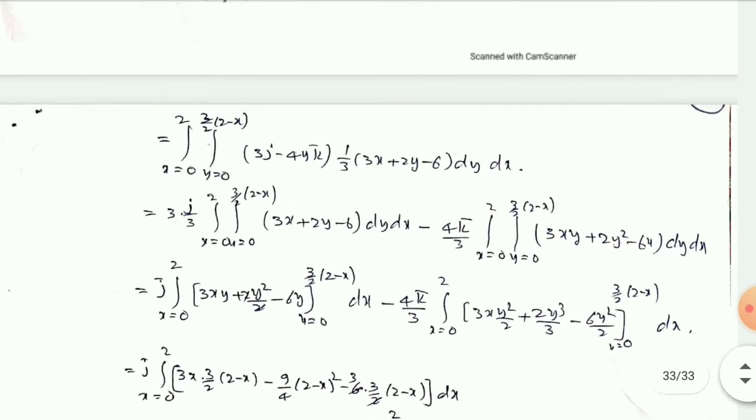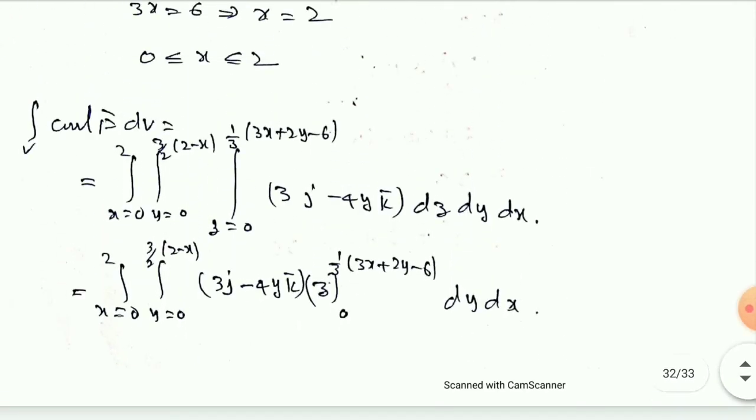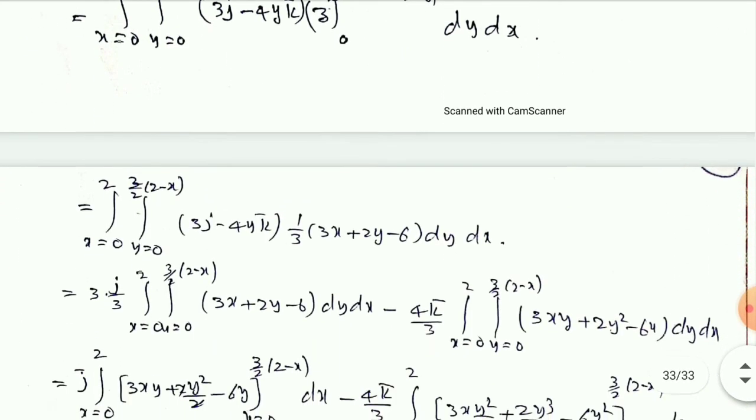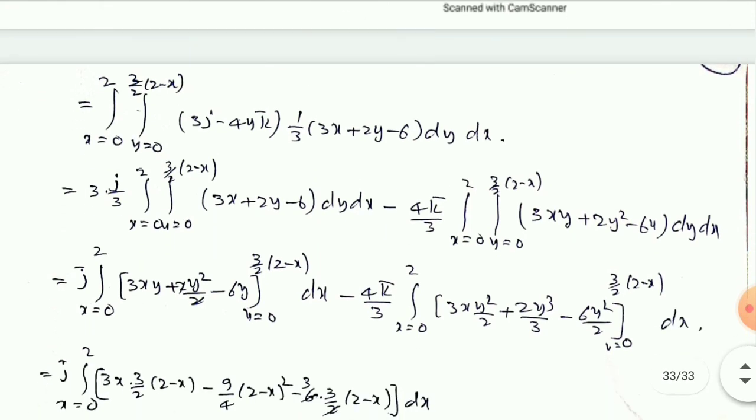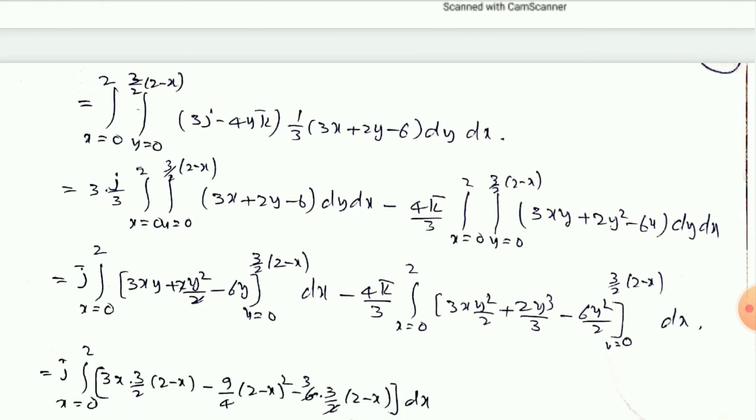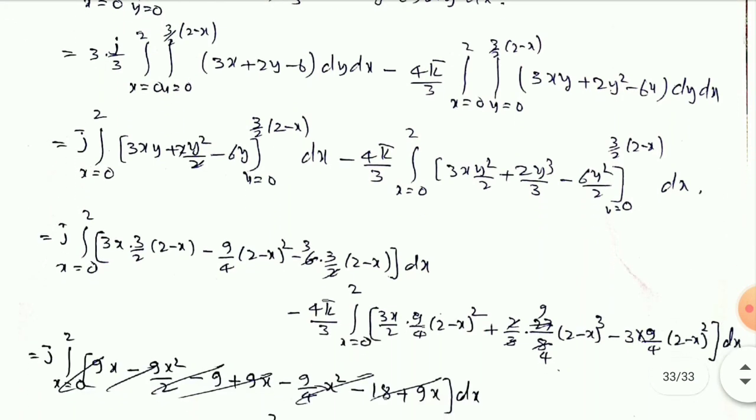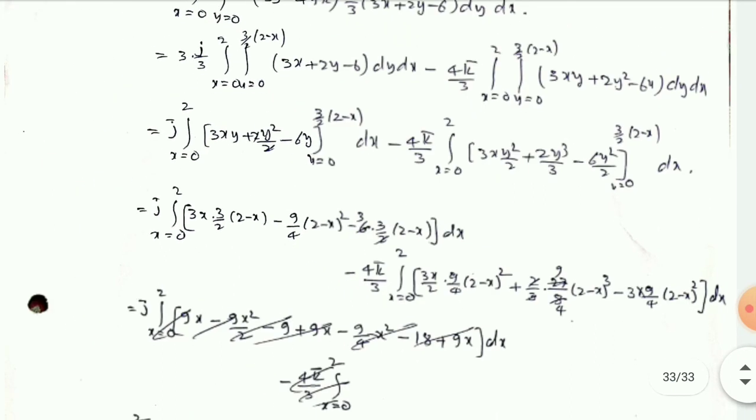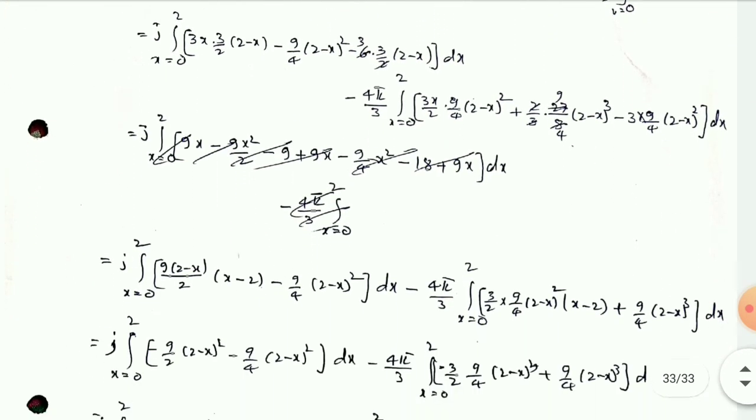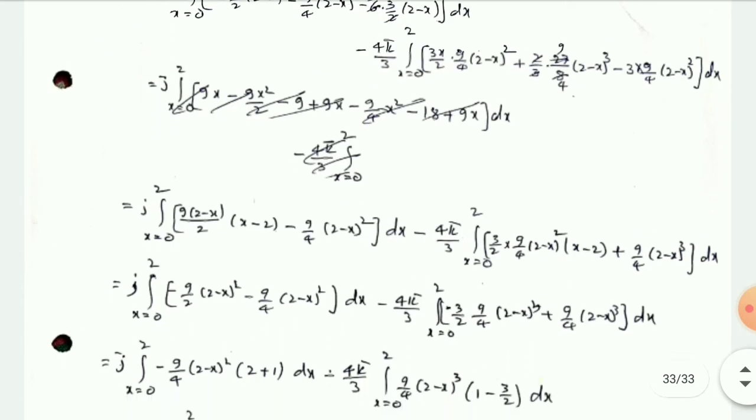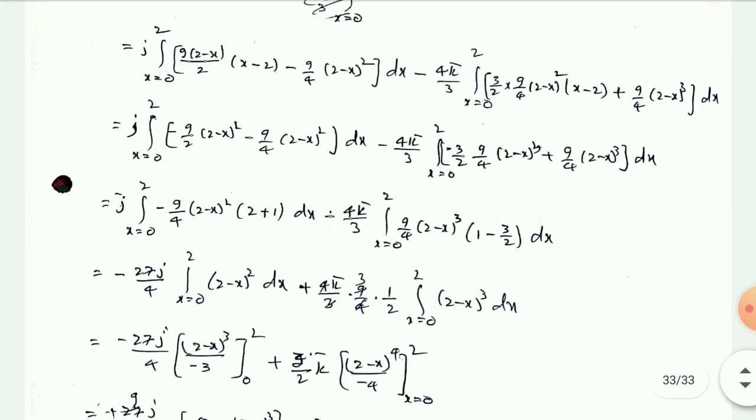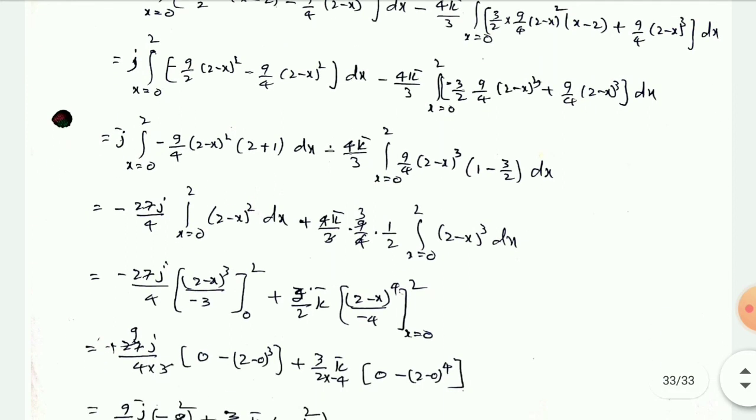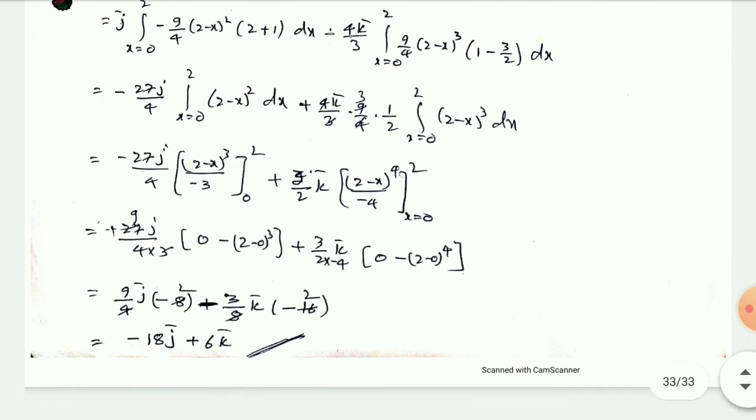Let me show you once again. Substitute curl of f bar. First z integration, the limits you are substituting, then separating, then y integration, then on separating, x integration, only simplification. So the answer is minus 18j plus 6k.